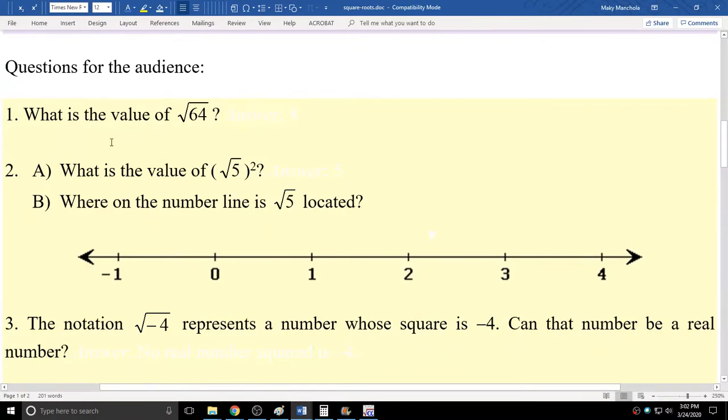Some questions. What is the value of square root of 64? Now what we're thinking about here is a non-negative number whose square is 64. Answer, 8. 8 squared is 64. So the square root of 64 is 8.